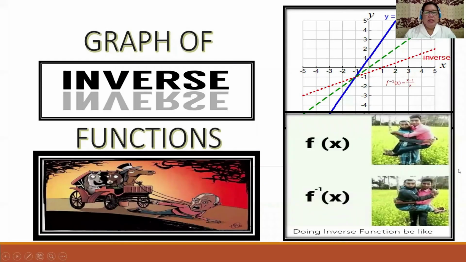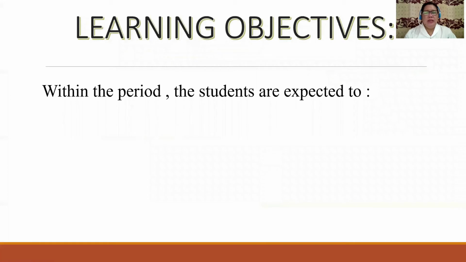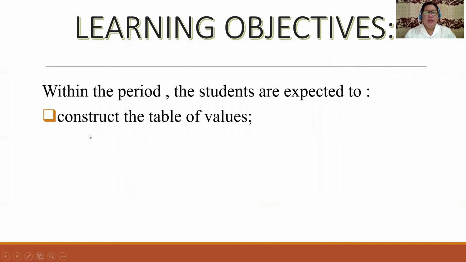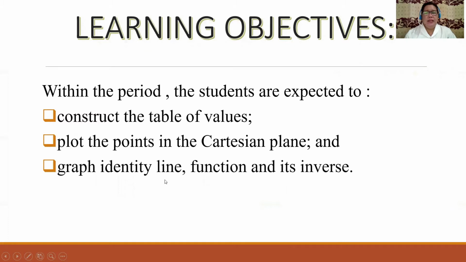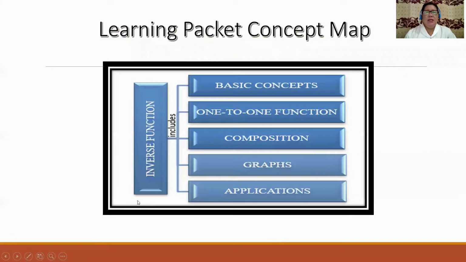Hello, math learners! Our lesson for today is about graph of inverse functions. The learning objectives are you're going to construct the table of values, plot the points in the Cartesian plane, and graph the identity line, the function, and its inverse. This is the Learning Pocket concept map, and we are going to concentrate only on the graphs of inverse functions.